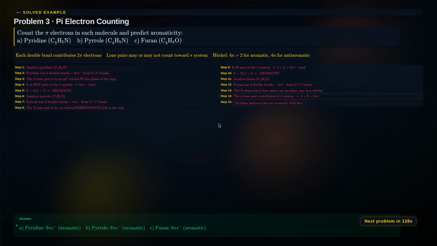Pyridine has 3 double bonds, that is 6 pi electrons from the carbon-carbon bonds. The nitrogen lone pair is in an sp2 orbital in the plane of the ring. It is not part of the pi system. Total is 6 pi electrons, 4 times 1 plus 2, aromatic.